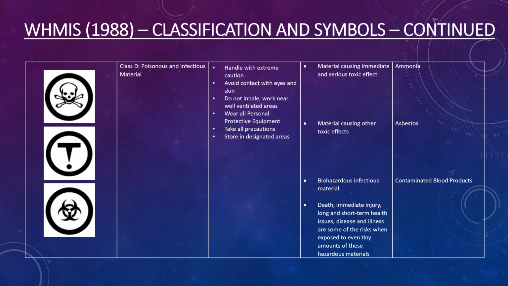Description: material causing immediate and serious toxic effect, material causing other toxic effects, biohazardous infectious material. Death, immediate injury, long and short-term health issues, disease, and illness are some of the risks when exposed to even tiny amounts of hazardous materials. Examples: ammonia, asbestos, contaminated blood products.